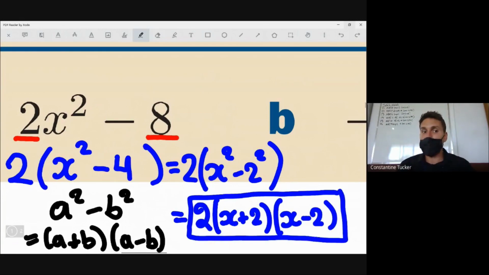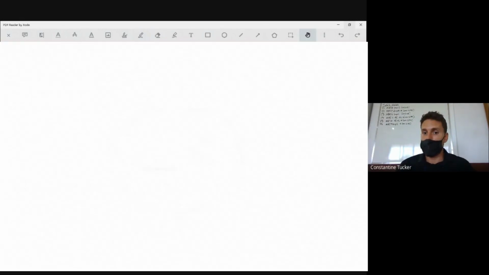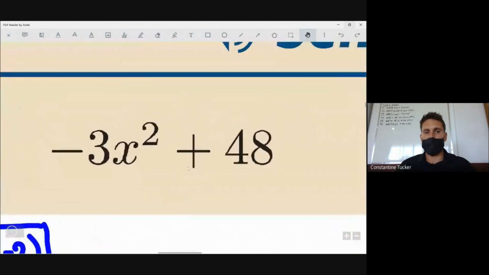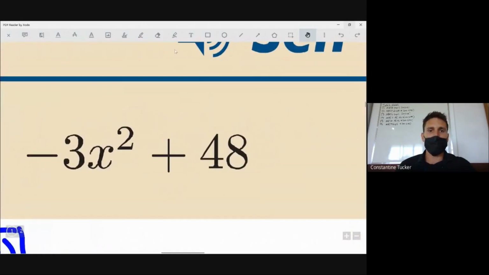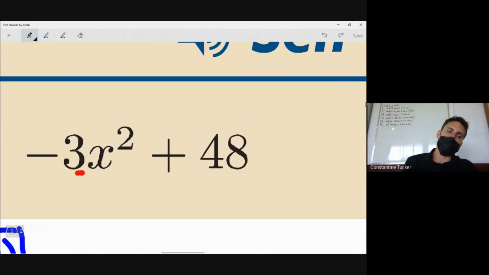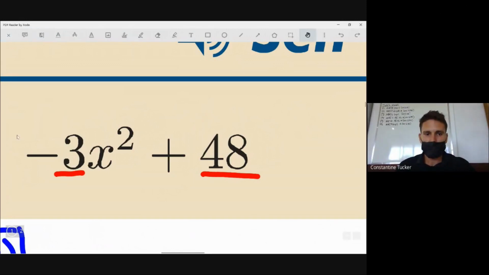So you see, in some cases, we need to find the common factor before we actually do the process we did previously. And let's have a look at this one, because this one, I think, perhaps is a bit more confusing. So firstly, let's try to spot what the common factor between this and this number will be, the 3 and the 48. So do we have a common factor here? 3, well spotted. That's it.